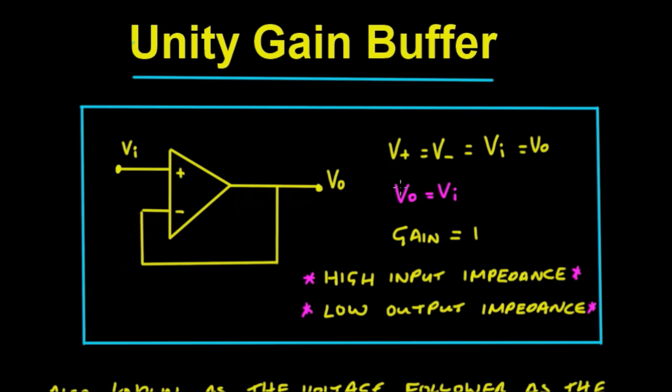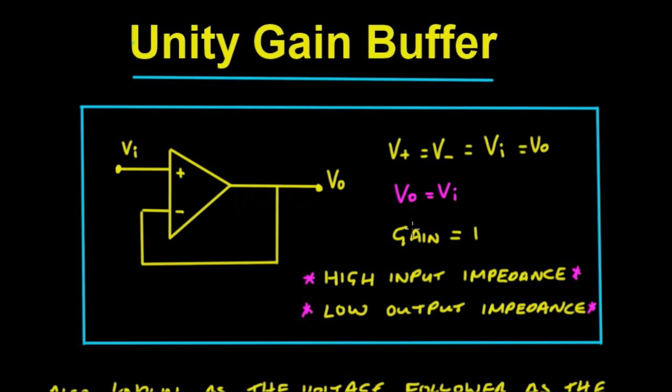So this means that from our simple op amp rules we can say that V plus equals V minus, but V plus equals V in, and also V minus equals V out, so we can just say V plus equals V minus equals V in equals V out. So we can say then that the output voltage is just going to equal the input voltage, and there's just going to be a gain of 1.